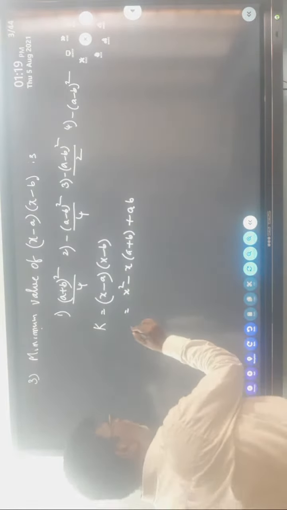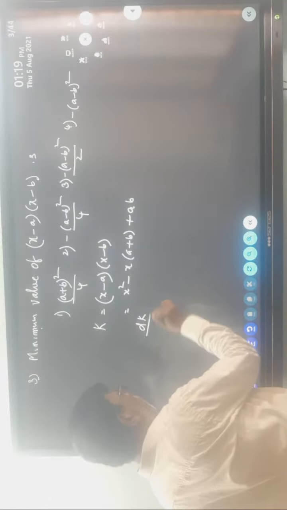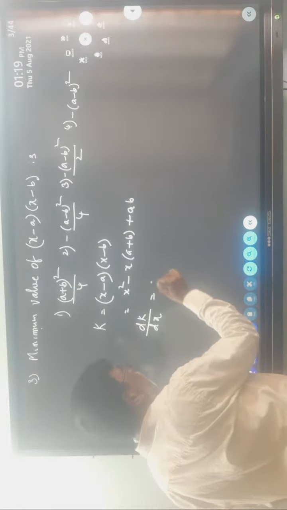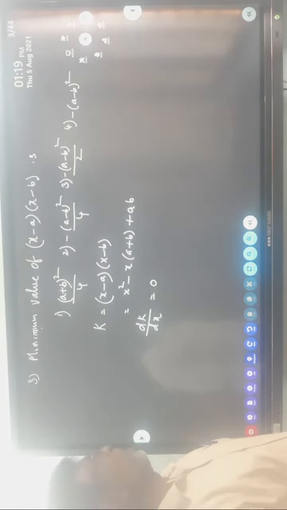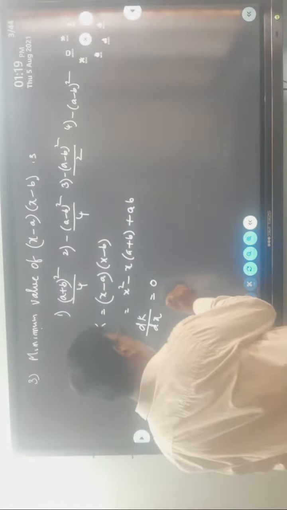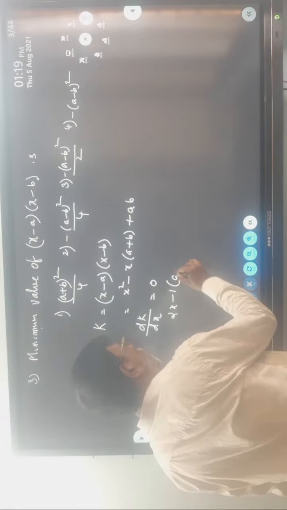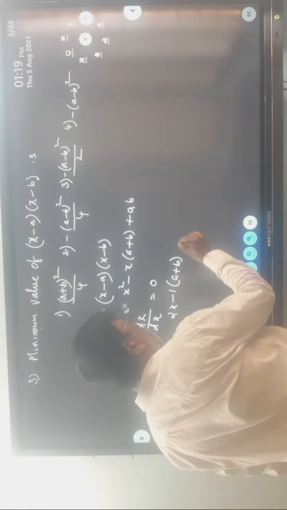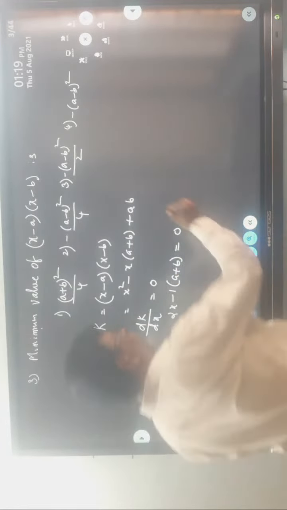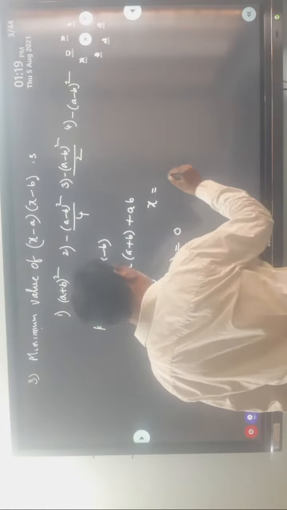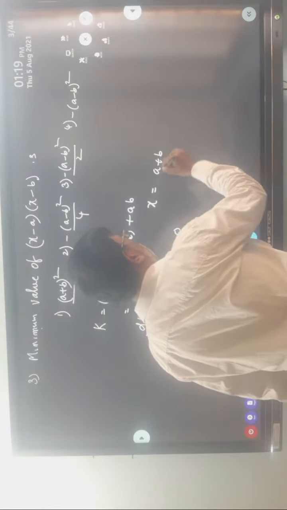So dk by dx is equated to 0. We are getting the stationary points. Now this is x square minus (2x minus 1) into (a plus b) plus ab, derivative 0. x is nothing but (a plus b) by 2.